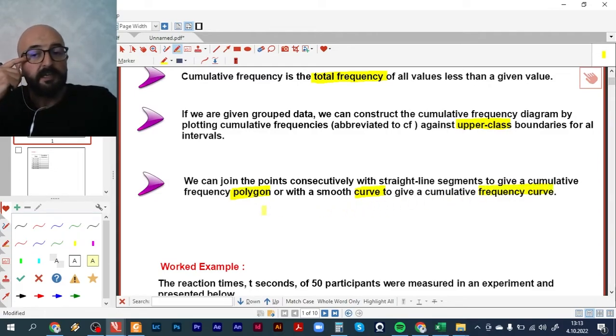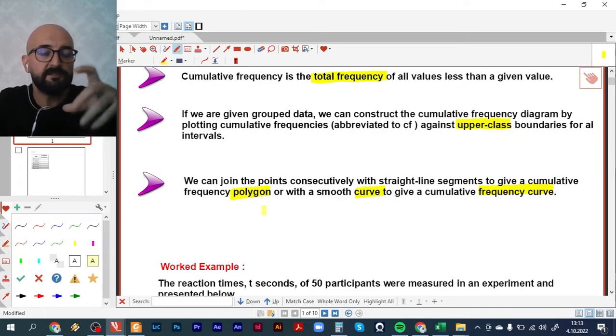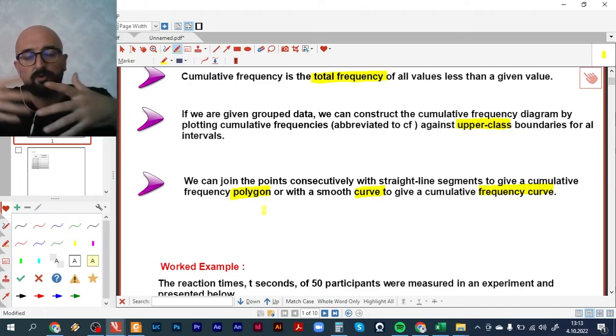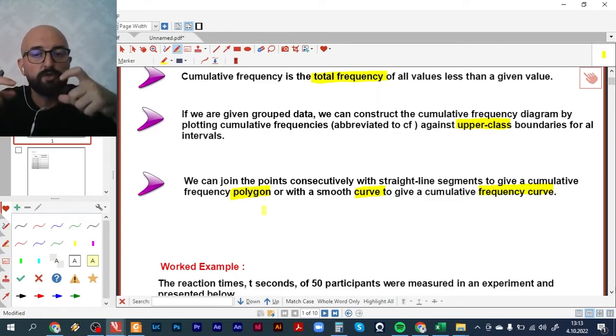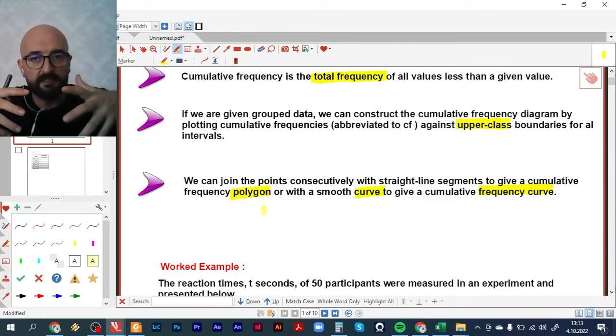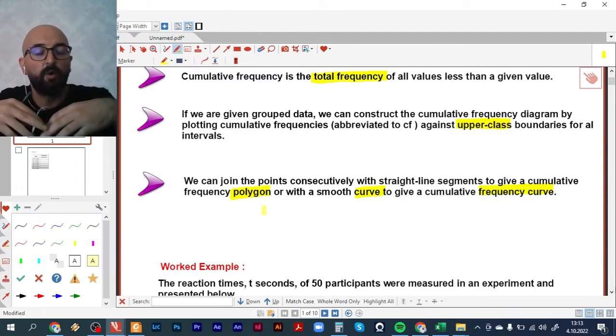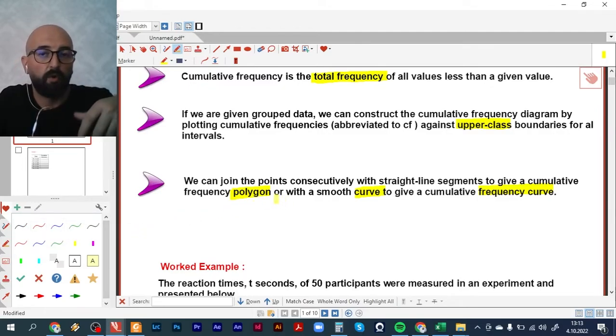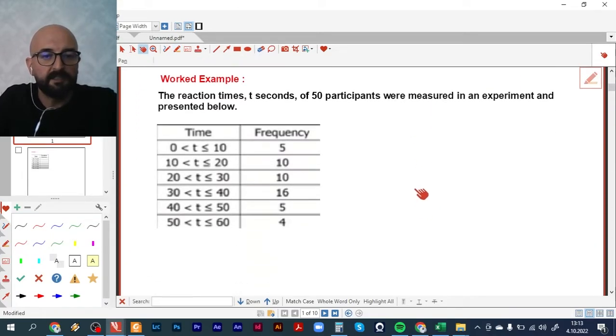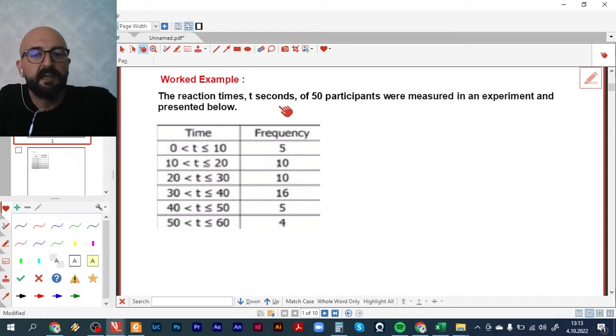Generally we draw a polygon, but we can also draw a cumulative frequency curve. But the curve changes from person to person. So if all people should make the same graph, we should draw a polygon, using straight lines. For example, we have an example: the reaction times t seconds of 50 participants were measured in an experiment and presented below.